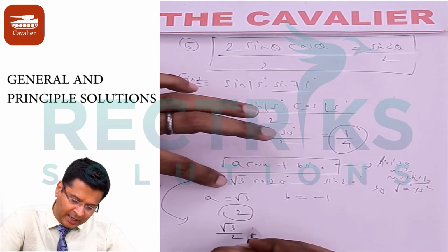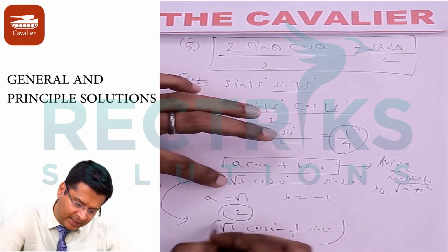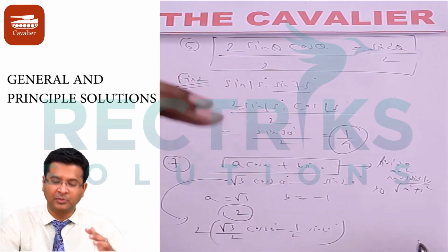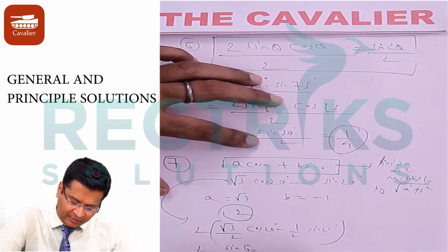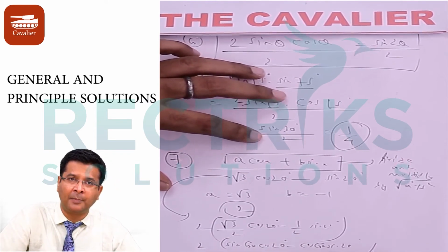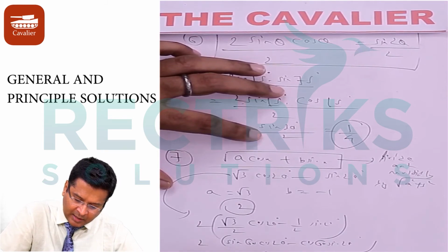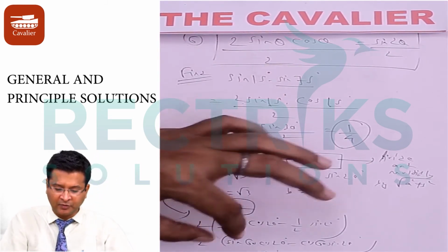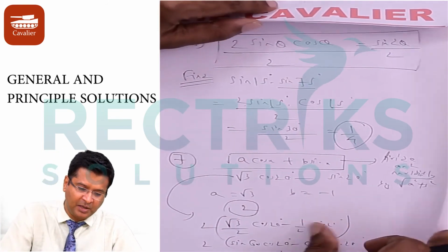So what we are going to do? We are going to divide the entire value with 2 and then multiply the entire value with 2. It will look something like this. And this value we can very easily write as sin 60 degree into cos 20 minus cos 60 degree into sin 20. It becomes a formula sin a cos b minus cos a sin b and the total value becomes 2 sin 40 degree, because sin A cos B minus cos A sin B is nothing but sin (A minus B).